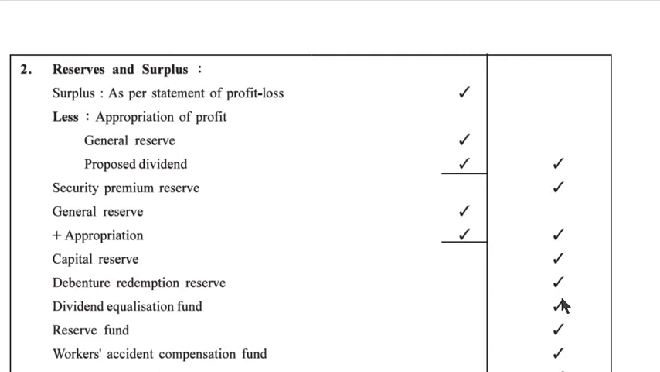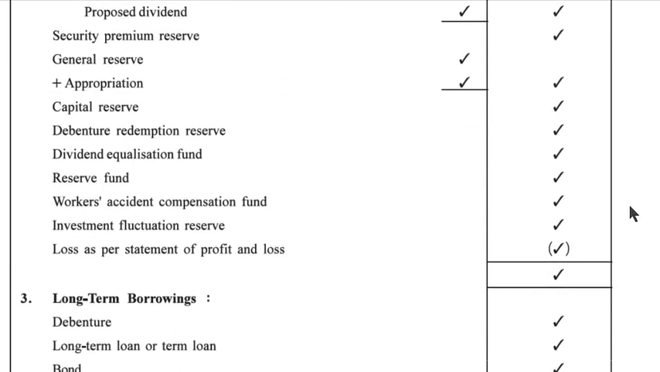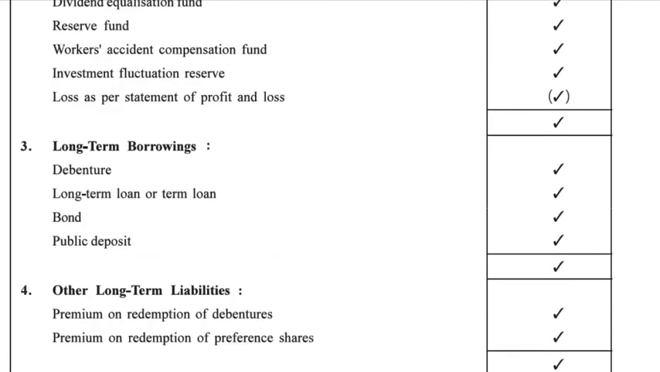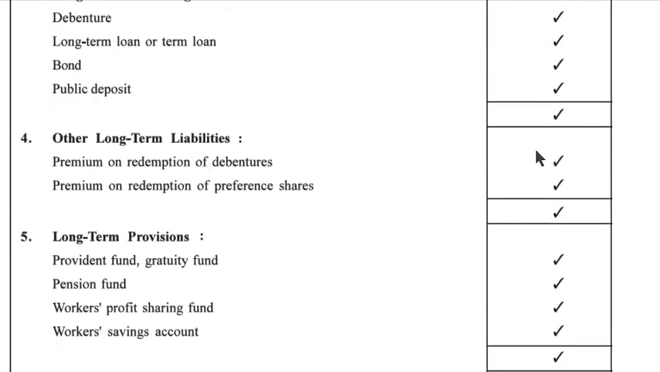Afterward, workers accident compensation fund, investment fluctuation reserve, and profit and loss as per the statement of profit and loss. If there is a loss, then we have to write it in brackets because it is a loss. Long-term borrowing: debenture, long-term loan or term loan, bond, and public deposit. Fourth one, other long-term liabilities: premium on redemption of debenture, premium on redemption of preference share, total.